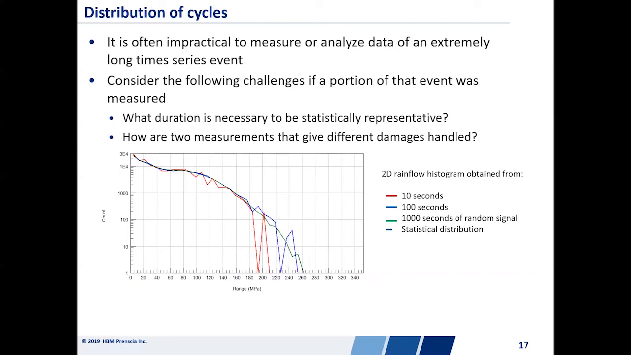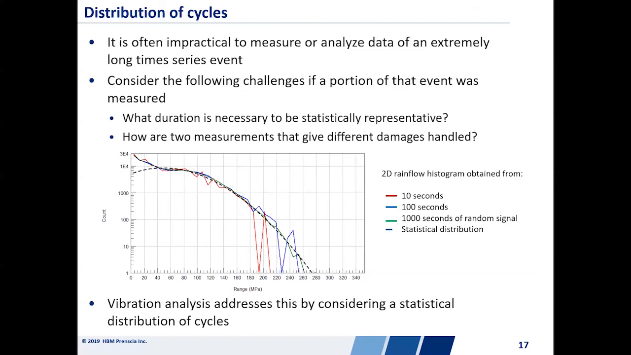What we now have is a much better representation of all the cycles, small to large, and being able to quantify the count. Now, what vibration analysis allows us to do is consider a statistical distribution of those cycles. There are several different models we can choose from in the software, but effectively, it's going to show something like this dotted black line that gives us a nice distribution of those cycles from a statistical perspective.